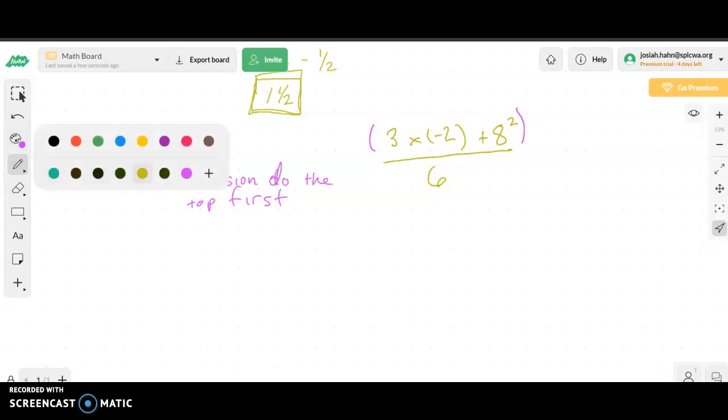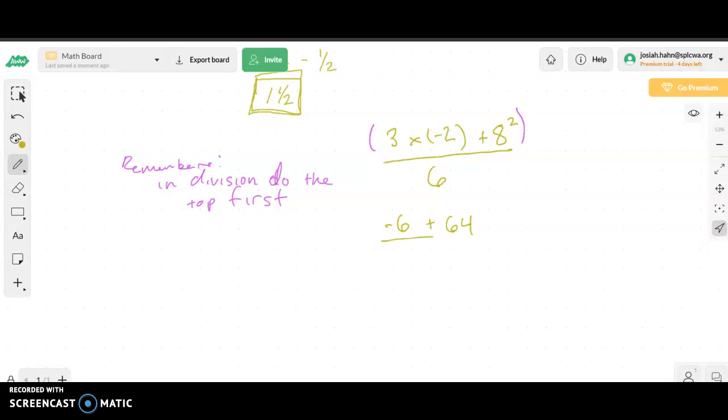All right, so if you're going to do a problem like that, you would deal with the top first and then divide by 6. So we would do 3 times negative 2. 3 times negative 2 is going to be the same as negative 6. And then we're going to do 8 squared. 8 squared is 64. We have negative 6 plus 64 over 6. Negative 6 plus 64, so we have a 6-foot hole, and we're building a 64-foot tower. We're going to end up with a 58-foot tower divided by 6.